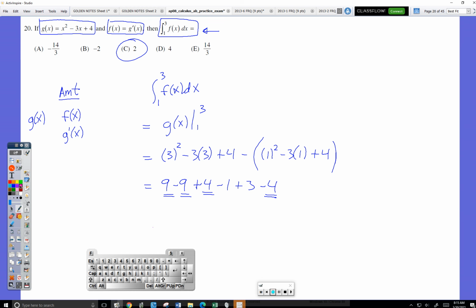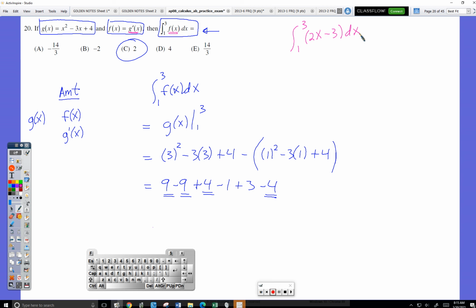She said, okay, I'm supposed to be integrating F, but F and G prime are the same thing. So what she thought to do was integrate from 1 to 3 G prime, which would be 2x minus 3. Is that correct, Maddie? Yeah. Questions to there?